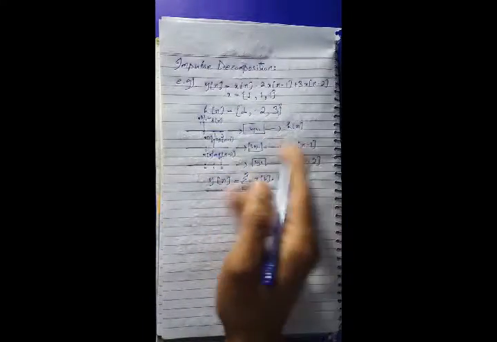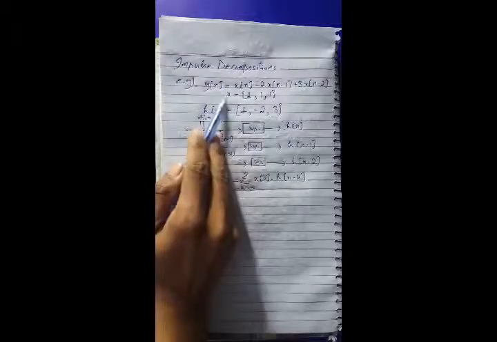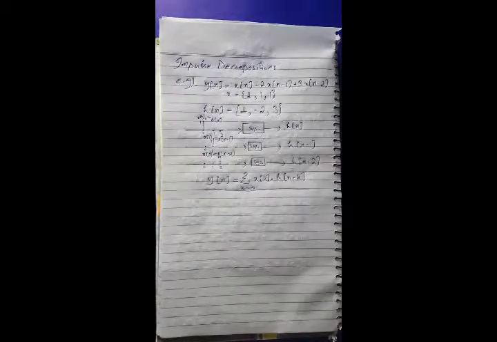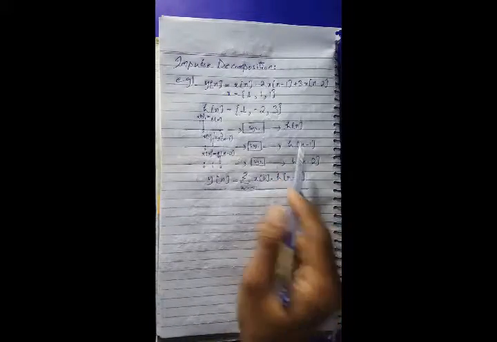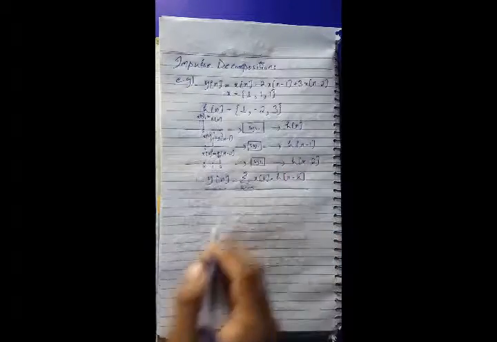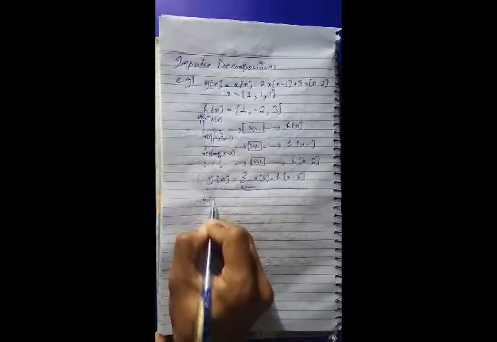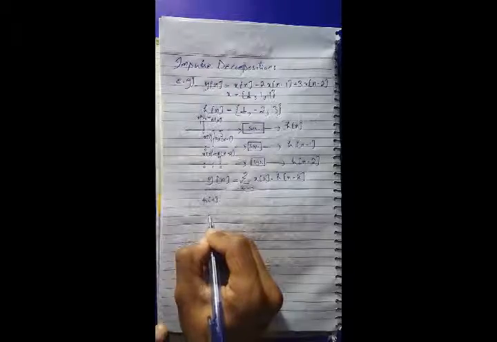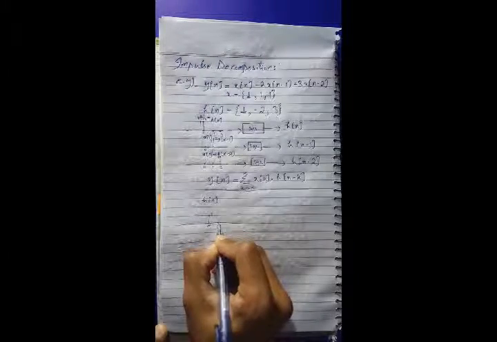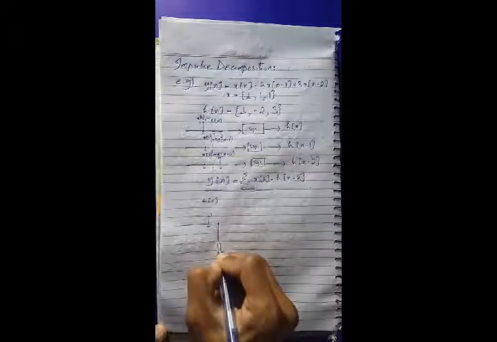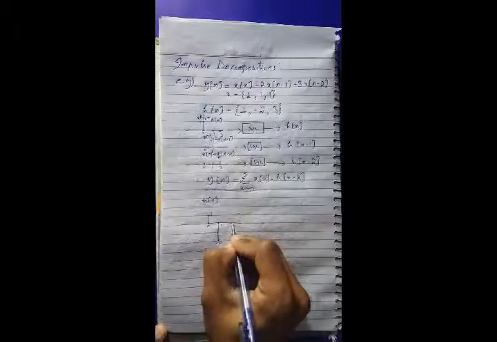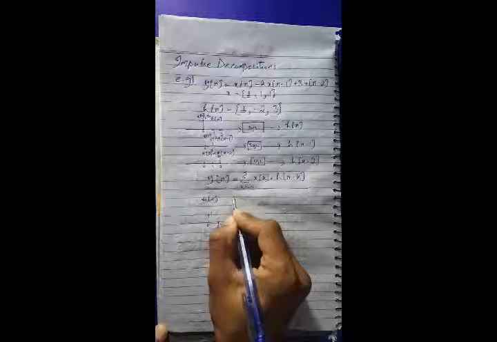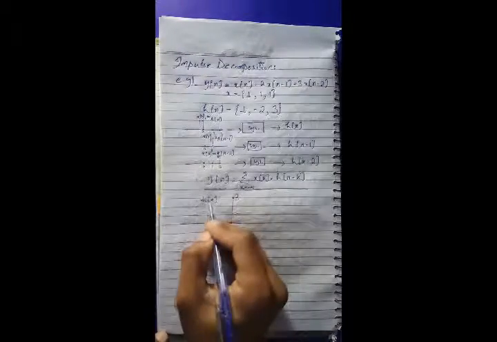Now we solve this with the help of this system. We will draw these impulse responses and sum all these signals. Let's suppose this is h of n. At 0 it is 1, at 1 it is minus 2, and at 2 it is 3. This is h of n.